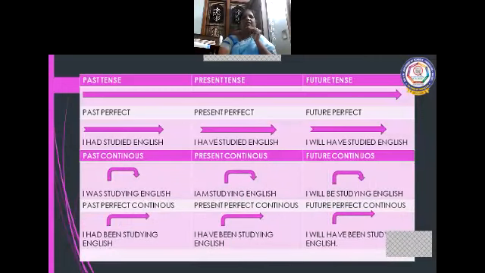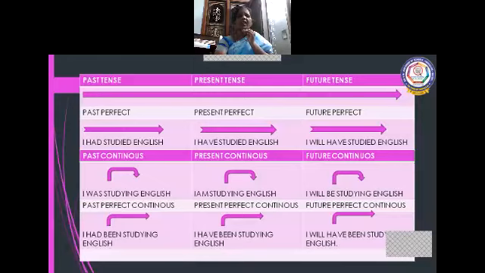Past continuous, present continuous, and future continuous. So you saw three, children. What is that? Present, future, and past. Three tenses. In each you have four. What is that? First you learned simple present, simple past, simple future.